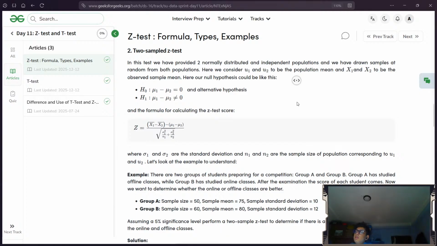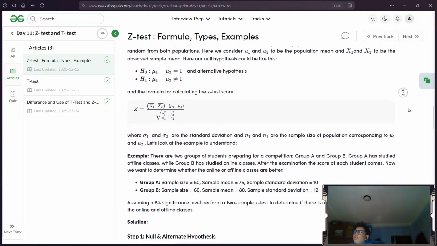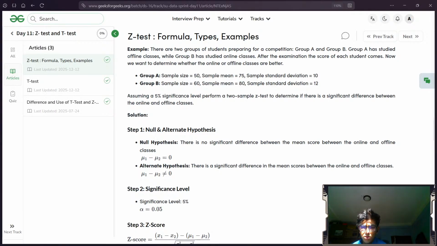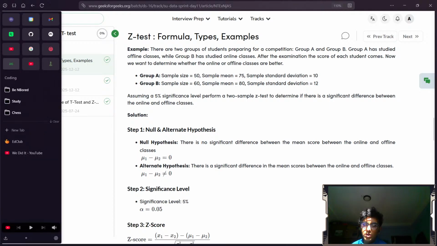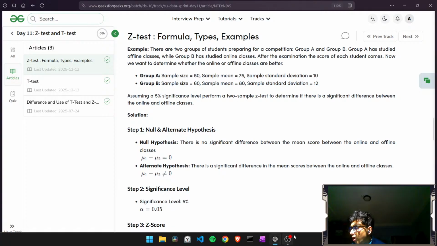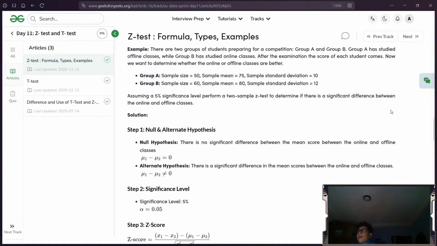Two sample test and one sample test, right? Here there are two samples of population, and earlier there was only one sample of population. If there are two, what will we do?